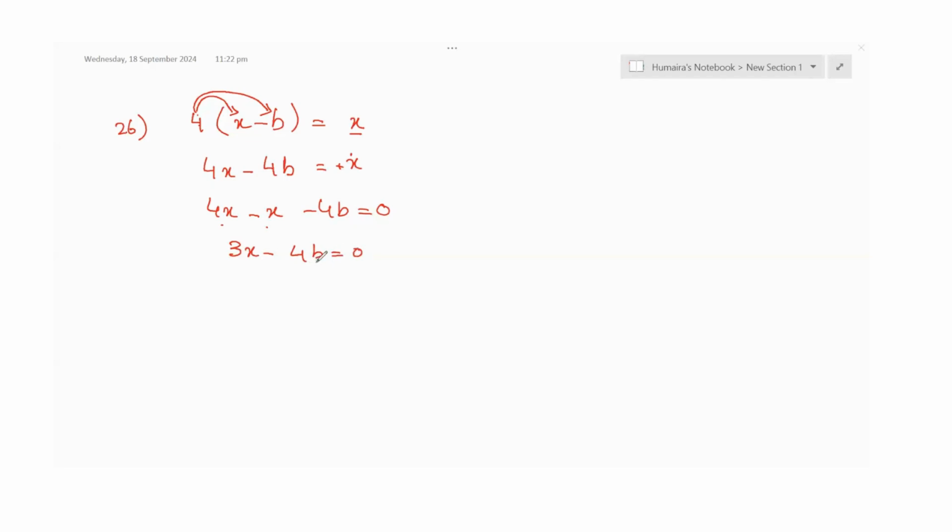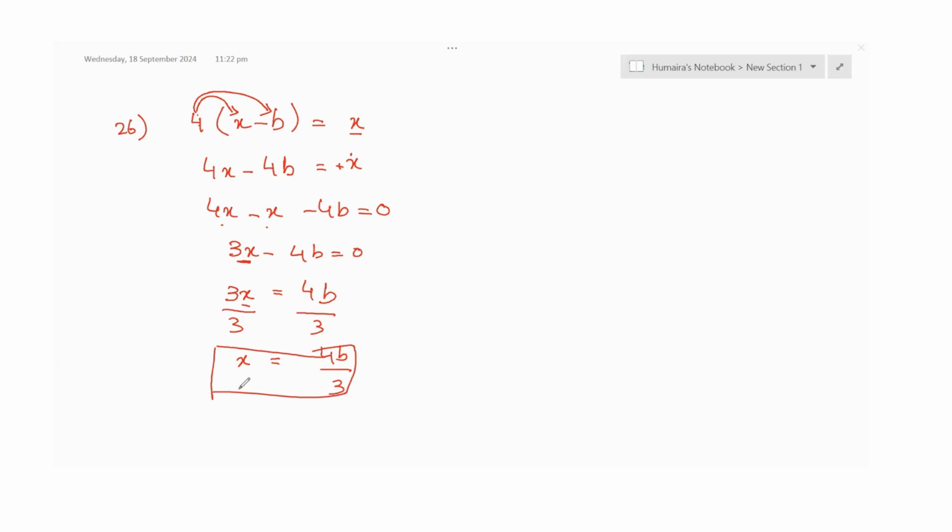Okay, we want the value of x. So in order to have just x, I have to shift the remaining terms that are present here to the other side. I will keep 3x here. When I shift negative 4b to the other side, it will become positive 4b, right? Yes. We want just x, so we have to eliminate this 3. We will divide both sides by 3. They will cancel each other, and we will have x equals 4b over 3 as a final answer.